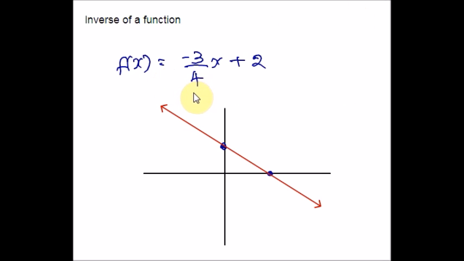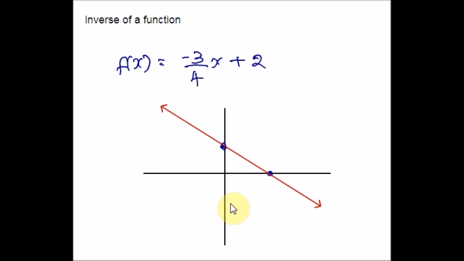Here is an example. Determine if the function f of x equals -3/4x plus 2 is a one-to-one function. So to determine if f of x is a one-to-one function, we need to look at the graph of f of x. I hope you know the difference between a linear equation and an exponential equation. So what type of equation is this? Yes, this is a linear equation. The graph of f of x is a line with a slope of -3/4 and the y-intercept is (0, 2) here. So I have drawn a graph for this one.